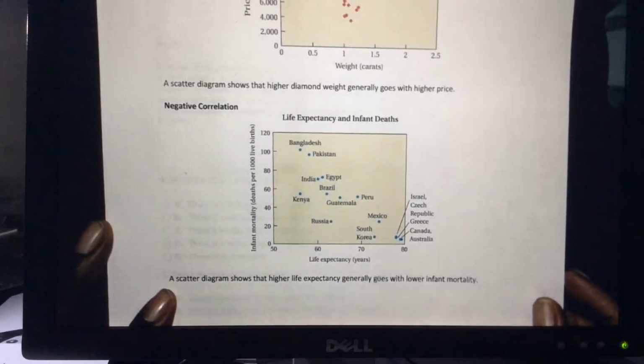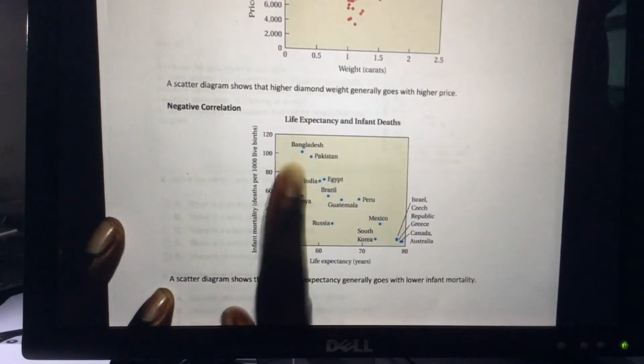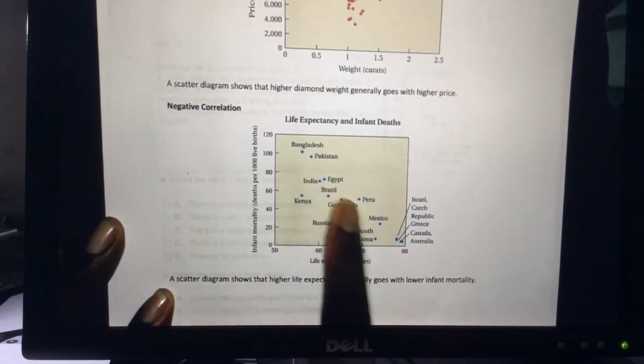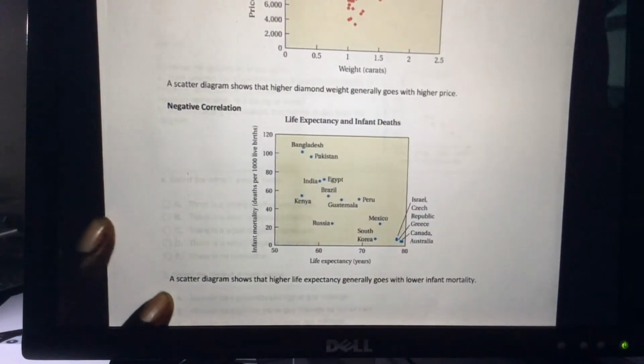And a negative correlation will look something like this. As you can see, as our x values increase, the points will be going in the downward direction. In this case, we're dealing with life expectancy and infant deaths. It shows that higher life expectancy generally goes with lower infant mortality.